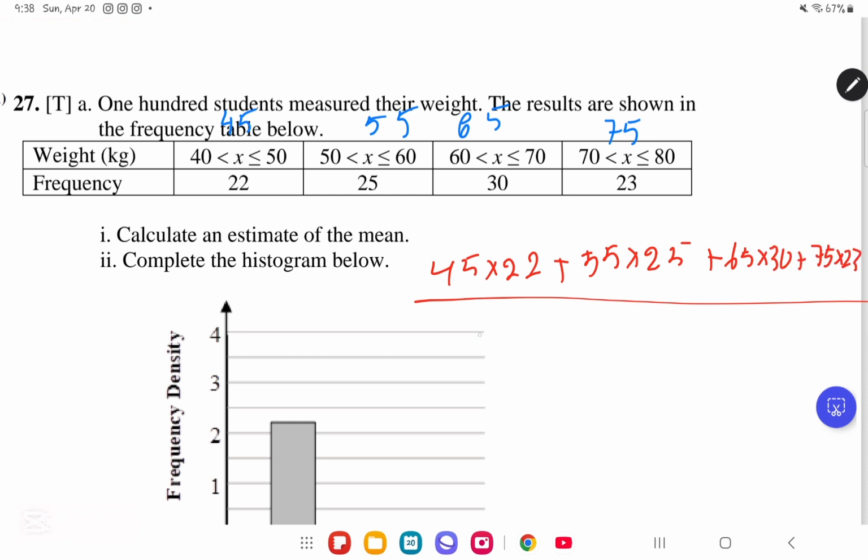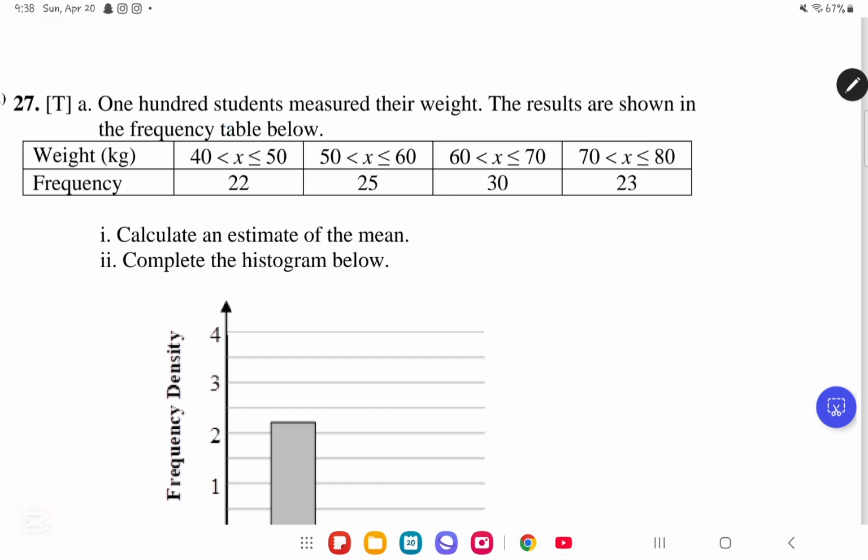All of it over what? The total frequency, which is how much? Which is 100. So let's put it on the calculator. It will then become 45 times 22 plus 55 times 25 plus 65 times 30 plus 75 times 23, all of it over 100, and you will get an answer which is approximately 60.4. So the estimate of the mean is 60.4.